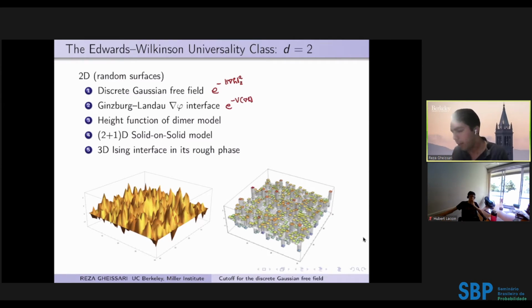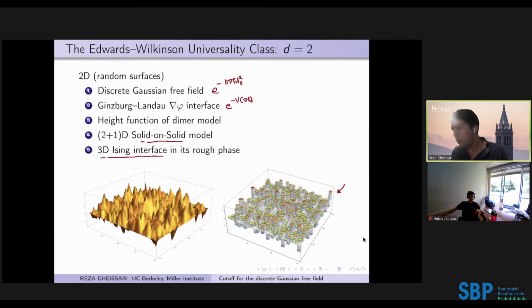Other possibilities are the height function of a dimer model, if you know what the dimer model is. Alternatively, there are many approximations to a 3D Ising interface. You take a 3D Ising model, you put the relevant boundary conditions at low temperatures, and then the interface becomes a 2-dimensional random surface. There are things like the solid-on-solid model, depicted here, which only takes integer values. That's the analog of an integer valued random surface, which has Gaussian free field type fluctuations.